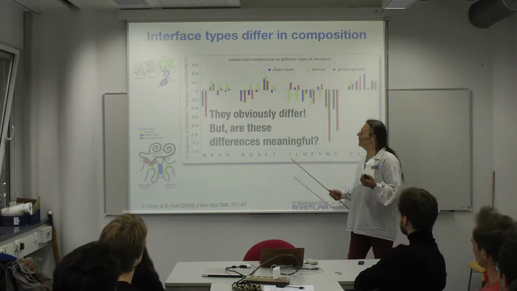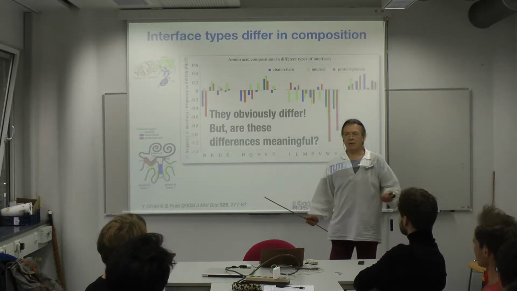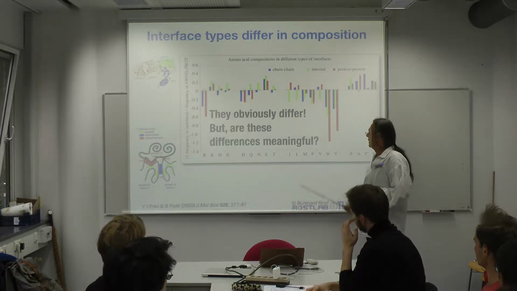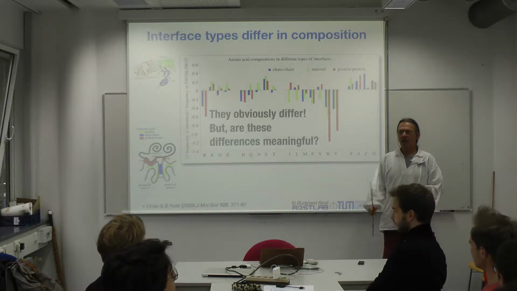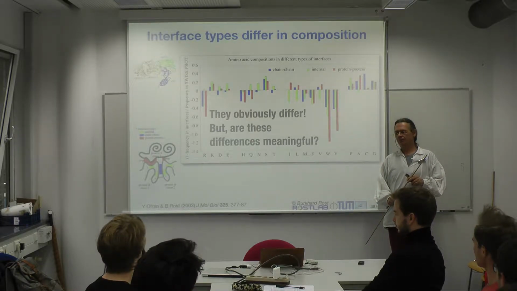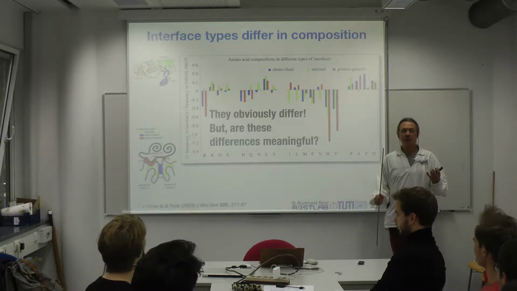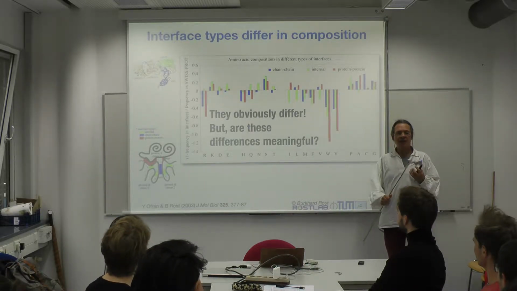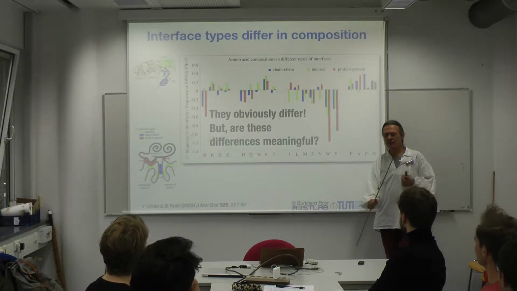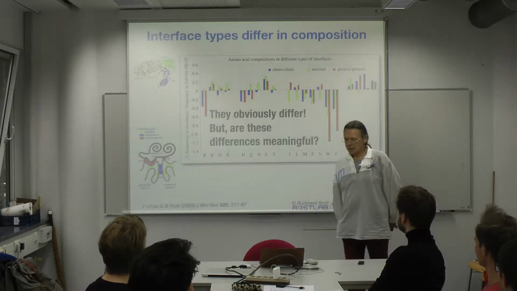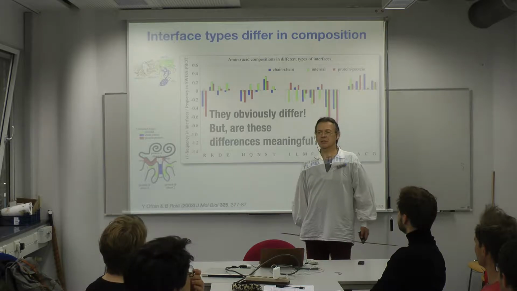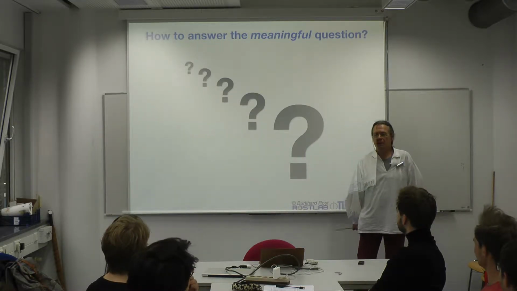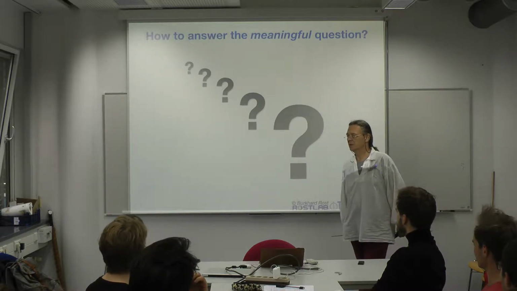Okay, now what we do know is they differ. We see that, right? These bars differ. The question is, are these differences meaningful? They all differ from zero. They all differ from each other. Now, does that mean that the biophysics of these interactions is different? How would you answer that question? Whether they are meaningful, those differences.